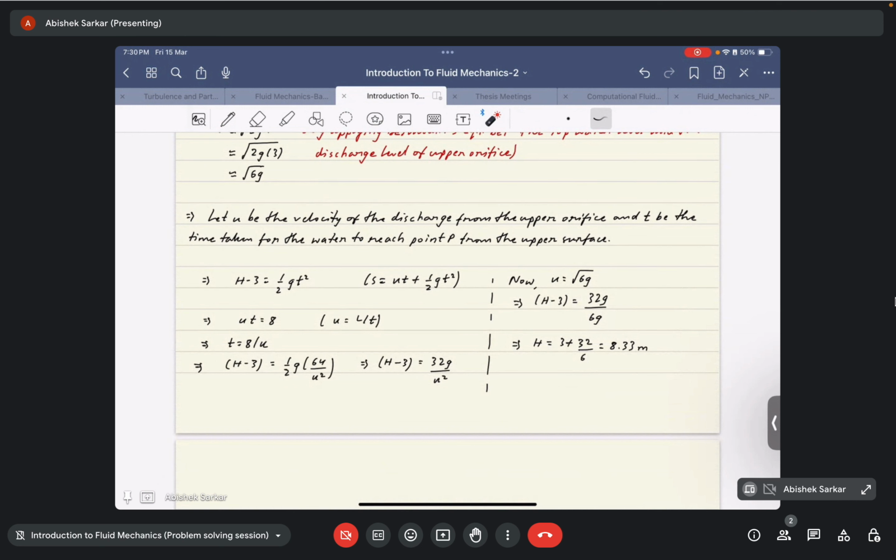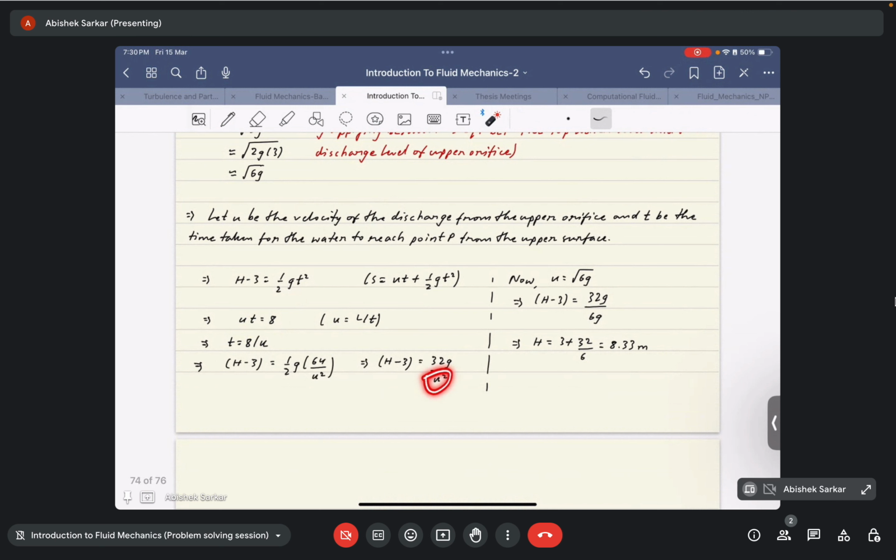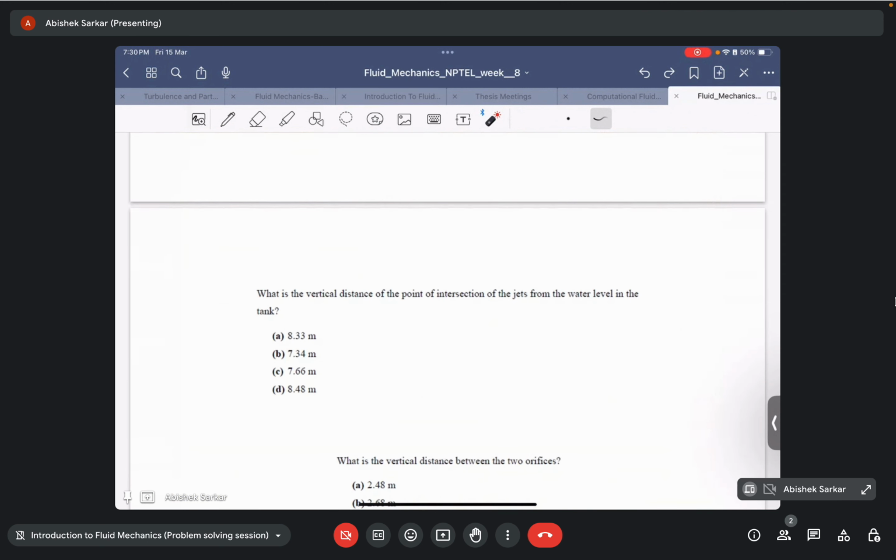Now if we substitute t is equal to 8 by u, using this expression in this equation, we will get h minus 3 is equal to half g 64 by u square, or h minus 3 is equal to 32 g by u square. Now we already know that for the upper orifice, u is equal to root 6 g. So we can write h minus 3 is equal to 32 g by 6 g, because it is u square, so it will become 6 g. Now if we simplify the expressions, we will finally get that h is equal to 8.33 meters. So the correct answer in the given question would be option A, that is 8.33 meter.